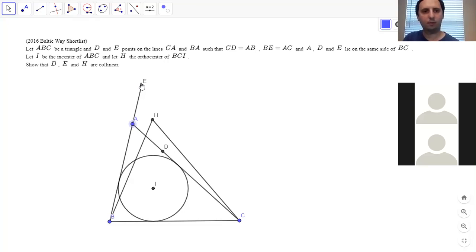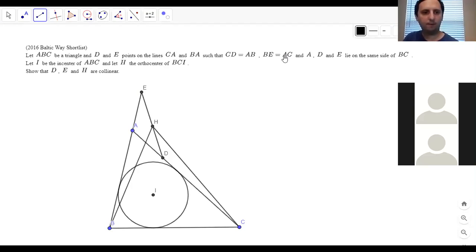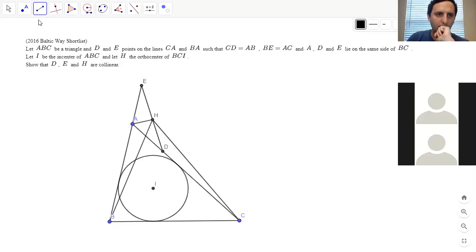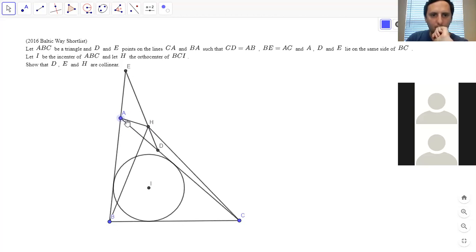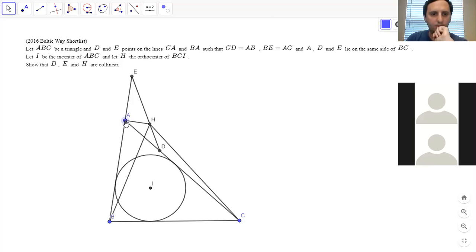Sorry, I see some people writing in the chat. AD, triangle center command. Okay, AD equals AE. I wonder if AH is perpendicular to DE. No, not necessarily. So it could be like this. Okay, but that's an interesting observation. So ADE is an isosceles triangle.